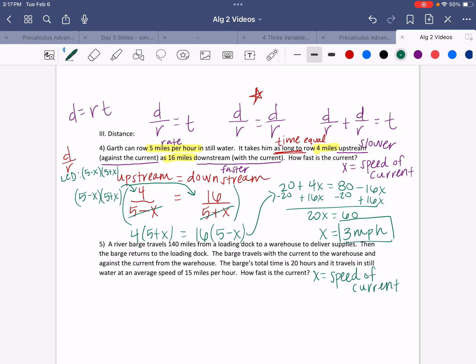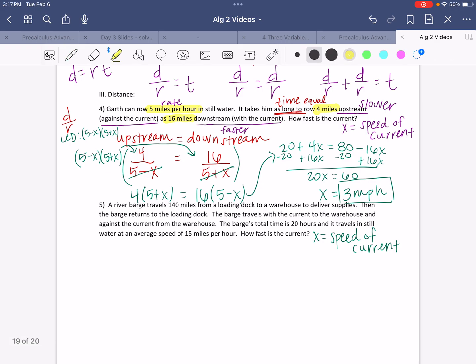Okay, so let's look at our different pieces of information here. We're given 140 miles, and there were 2 parts to this trip. So it looks like 140 miles is always the distance. And then we have, with the current and against the current. With the current means he's going faster. Against the current would be slower. This one's a little different. We have a total time of 20 hours, and then we have the speed of the barge without the current.